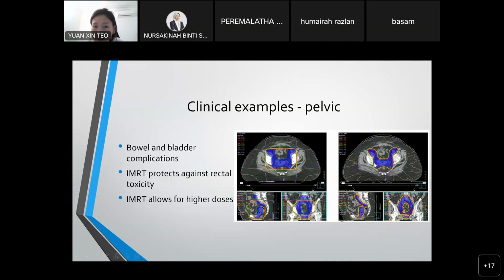By using IMRT, we can reduce a lot of bowel dose from this anterior area and in this area. We can also protect the rectum, with reduced rectal dose, so we reduce the organ at risk dose while the target receives a very high dose. This is the beauty of IMRT techniques. We can save the OAR dose and give a higher dose to the tumor. Okay.